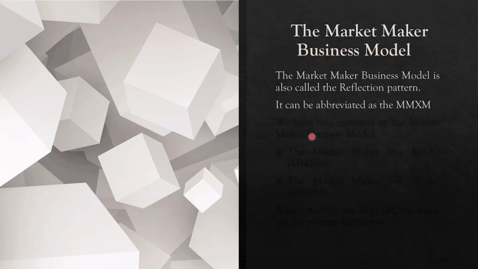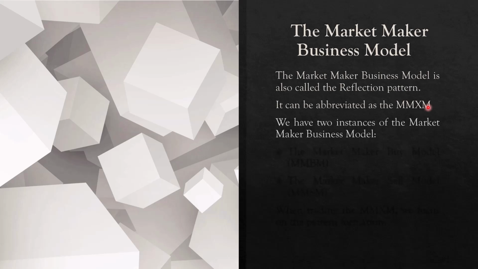The market maker business model can as well be abbreviated as the MMXM, whereby the first M stands for market, the second M stands for maker, then X is a placeholder for either the buy or the sell, because we have two models, the market maker buy model and the market maker sell model. And of course, the last M stands for model.